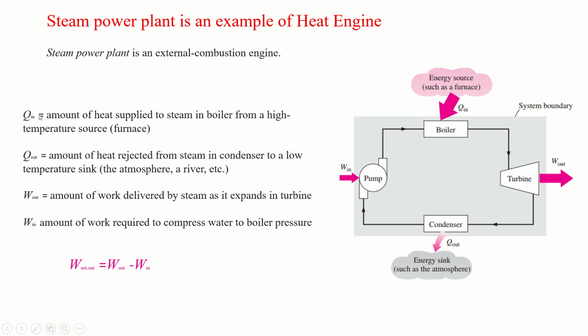So we are adding heat. Q in represents the amount of heat added at the boiler. Q out is the amount of heat rejected at the condenser. W out is the work output which we are getting at the turbine, and W in is the amount of work which is consumed by the pump. So the pump is getting a negative work and the turbine is producing a positive work.